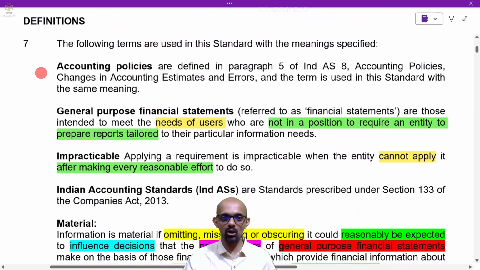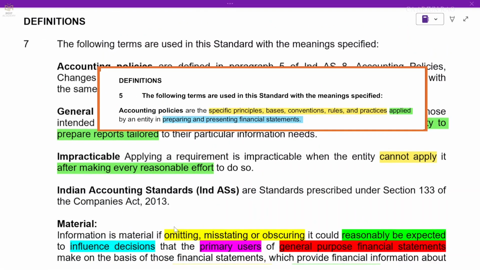So, accounting policy definition is the same as in Ind AS 8. What is the definition? Specific principles, bases, conventions, rules and practices applied by an entity in preparing and presenting financial statements.